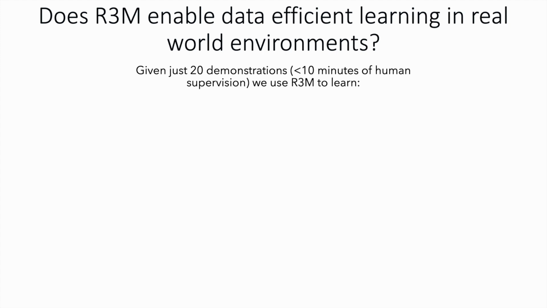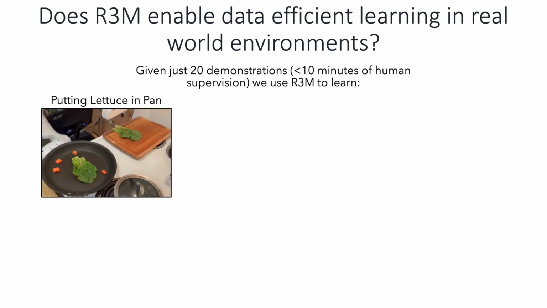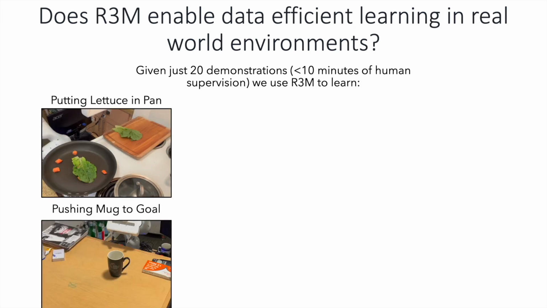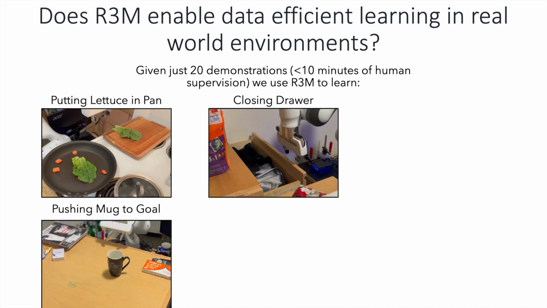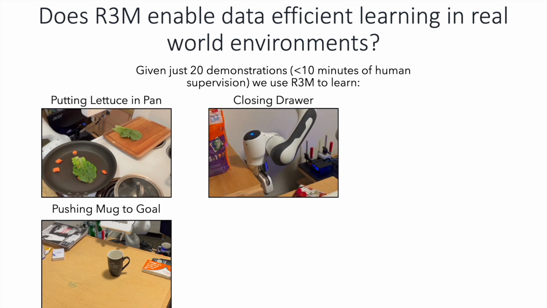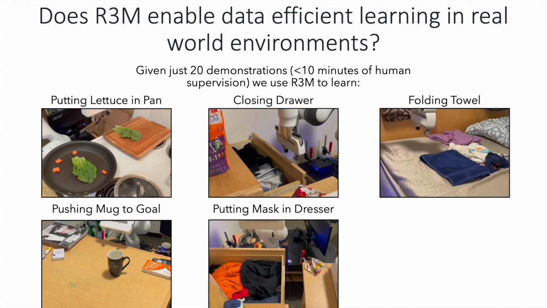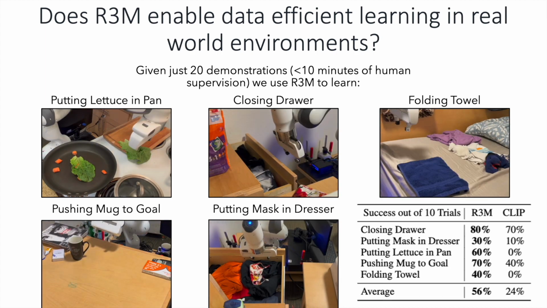We take a Franka Emika Panda robot into a real graduate student apartment, and using less than 10 minutes of demonstrations per task, learn tasks like putting the lettuce in the pan, pushing the mug to the goal, closing the drawer, putting the mask in the dresser, and folding the towel. In total, R3M succeeds 56% of the time on these tasks, almost double the success rate of using CLIP.